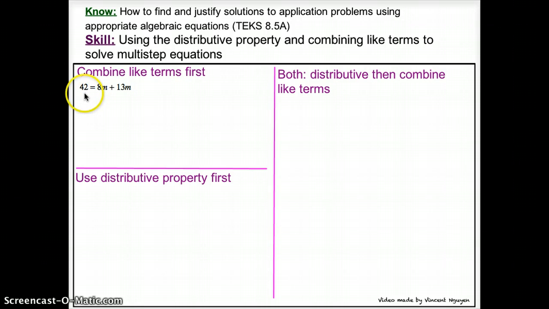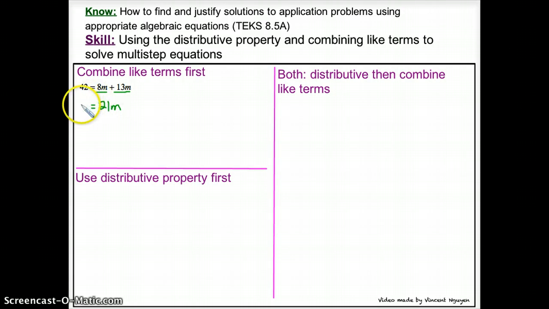So in our first example we have an equation that says 42 equals 8m plus 13m. So as you can see right here we have two terms and both have m in each. So these are considered like terms and we can combine them. So when you combine the right hand side of the equation, 8m plus 13m, you have a total of 21m. Okay, 21m.